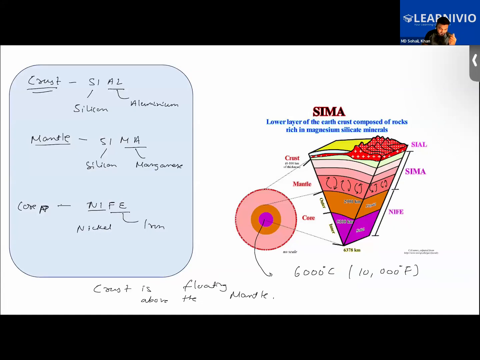Then we learned further about the composition of different layers of the earth. Particularly about the core, we have learned that it is made up of nickel and iron, and the core is the hottest part of the earth. Temperature here can reach up to 6000 degrees Celsius, which is almost similar to the surface temperature of the sun. Due to the intense amount of heat, this sets convection current in the mantle.